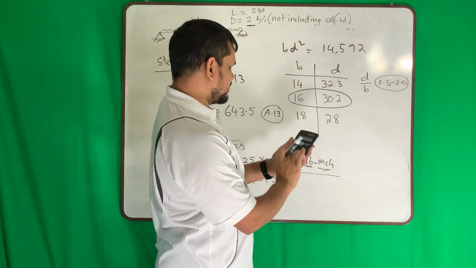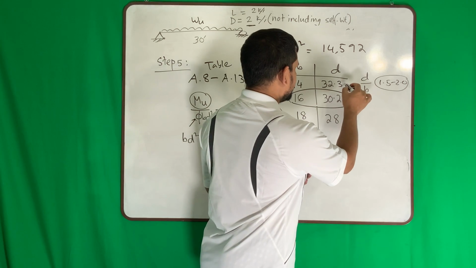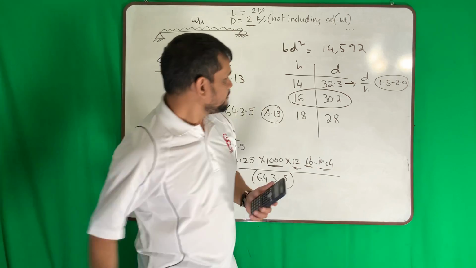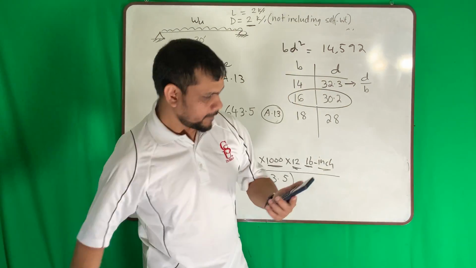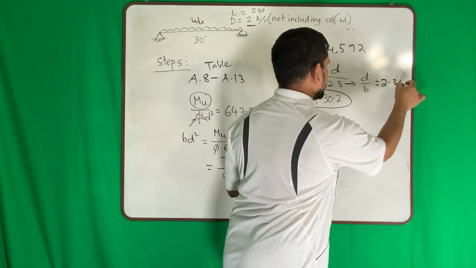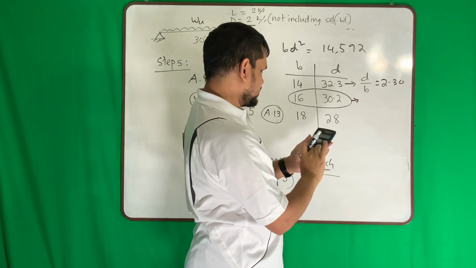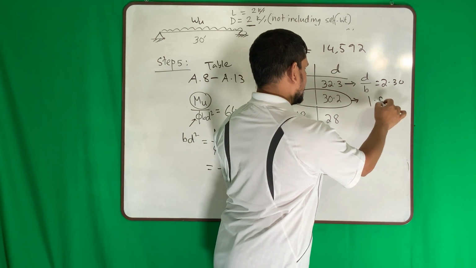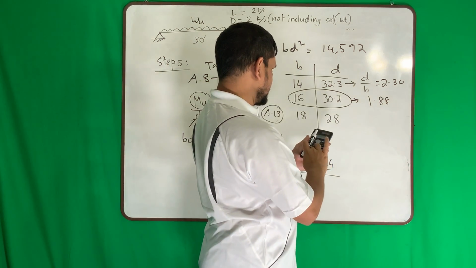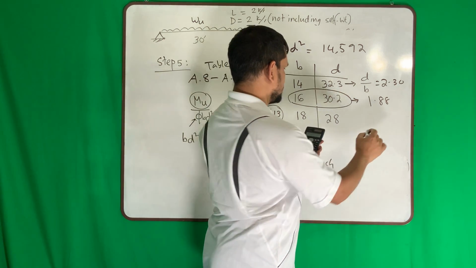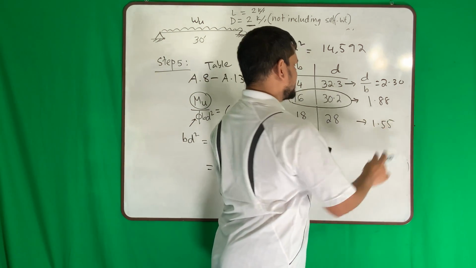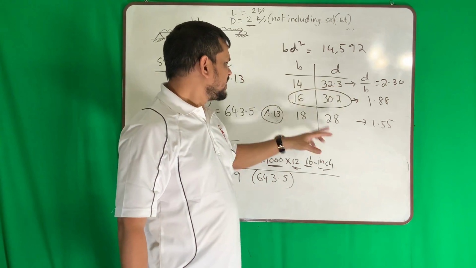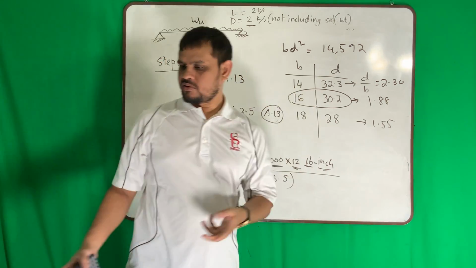So it looks like this will be a better choice. 32.3 divided by 14. For this case my ratio is 2.3. For this case my ratio is 1.88. For this case 1.55. Yes, so this is good, also okay, but I will choose this one. Yeah, I'll round up.